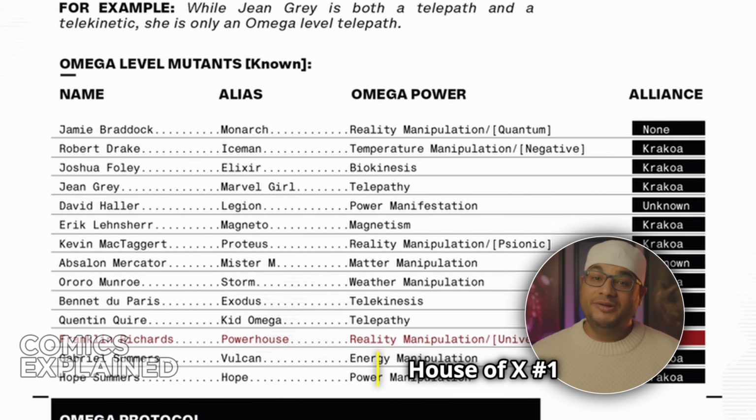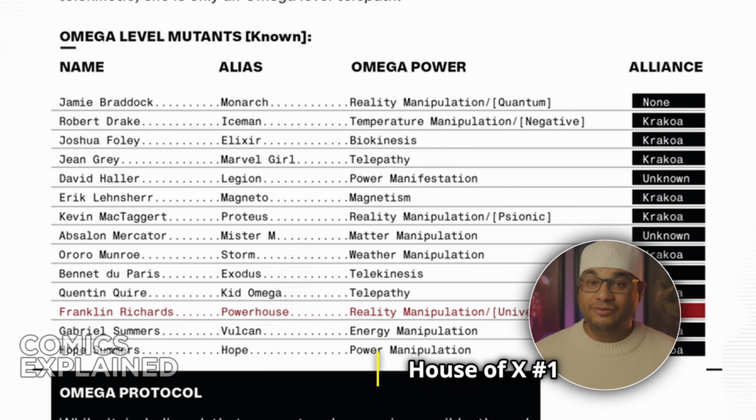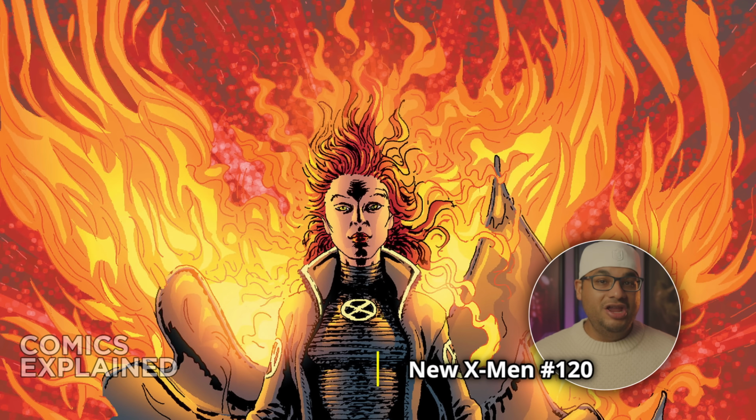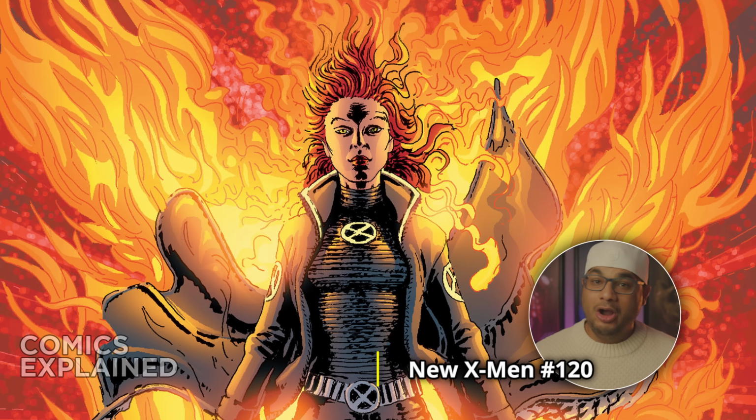Now, I'm going to be a little bit dangerous on this one. Jonathan Hickman specifies that the Omega level telepaths in Marvel Comics were Jean Grey and Quentin Quire. Now, more recently, Marvel's actually adjusted Jean Grey to establish that she's also an Omega level telekinetic, which we'll talk about here in a little bit, as well as bringing in Cassandra Nova as a tried and true Omega level telepath.